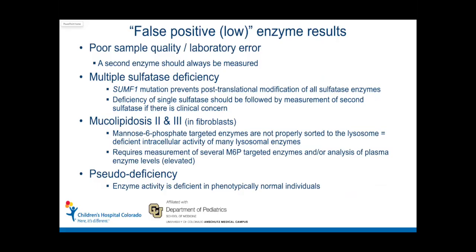One of the first, and I've harped on this a couple of times, is poor sample quality and/or some kind of laboratory error. If you have poor sample quality, you're going to get a non-functional enzyme, not because of the genetics, but because of the sample quality. So one of the things you always want to ask for is whether a second enzyme was measured. And that second enzyme should be unrelated to the enzyme that you're trying to test.